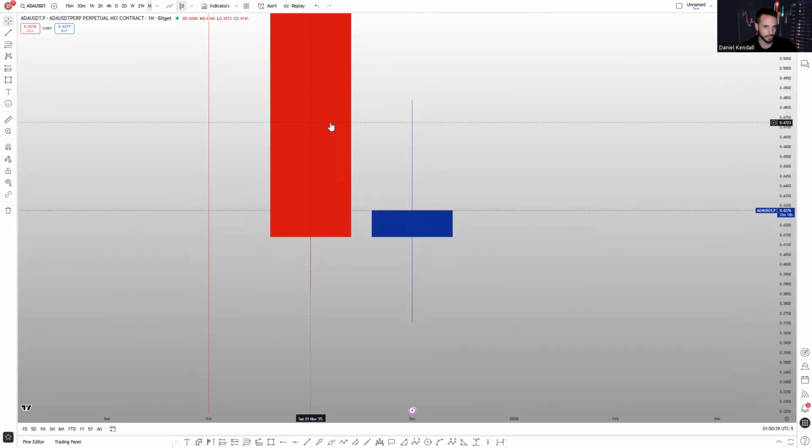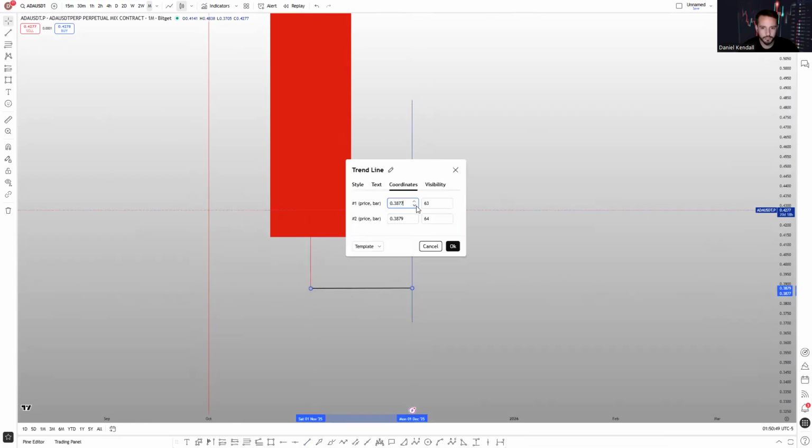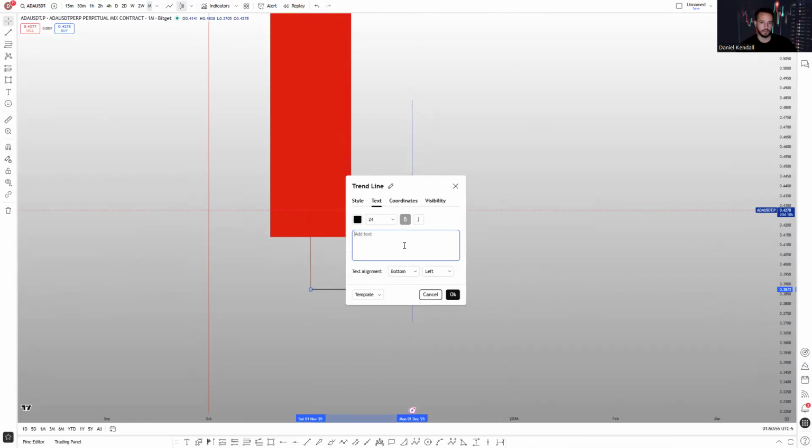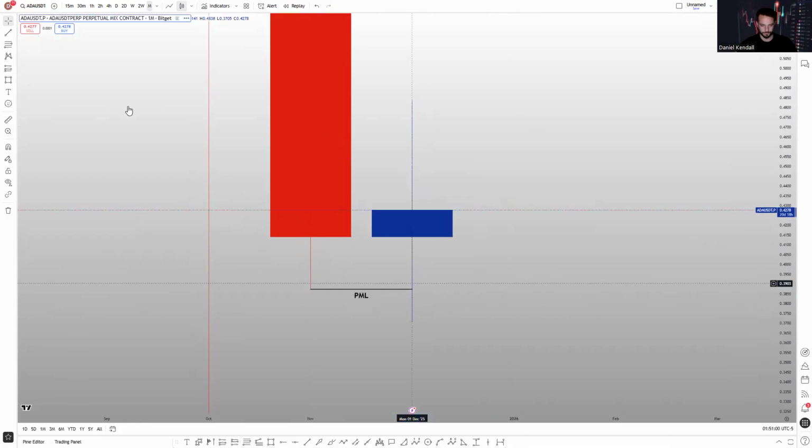So what I'm going to do is hover my cursor over this monthly candle and find out the low. 0.3873, so I'm going to mark that off. 0.3873 monthly low. Okay, I'm going to label that previous month's low. Put that in the middle.